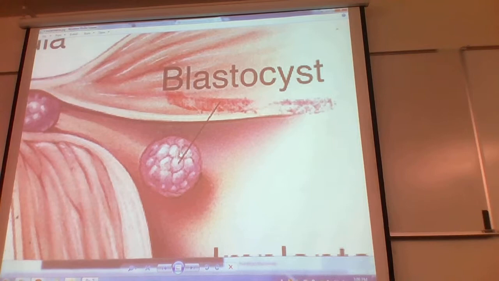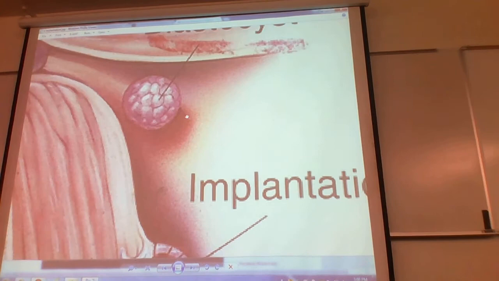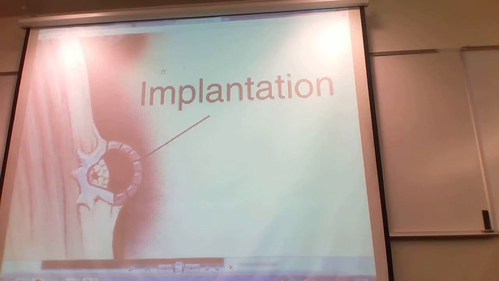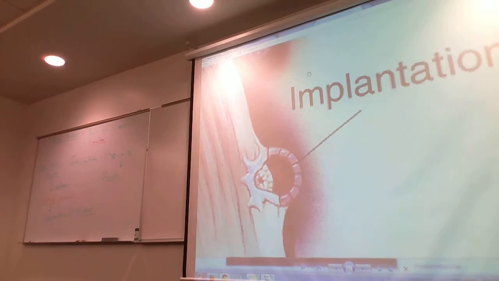So now what? I've made all these cells. So now you're going to implant, indeed. So I'm going to go to implantation. After I do my cleavage products, after I cleave, I'm now going to implant. So we're going to do implantation of the blastocyst. Implant where? Where are you implanting? The uterus. What part of the uterus? The endometrium.